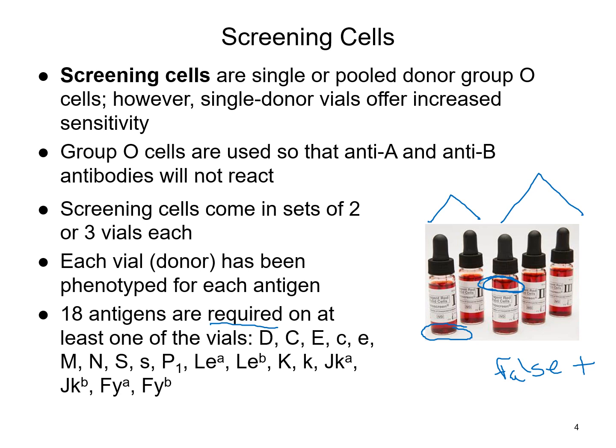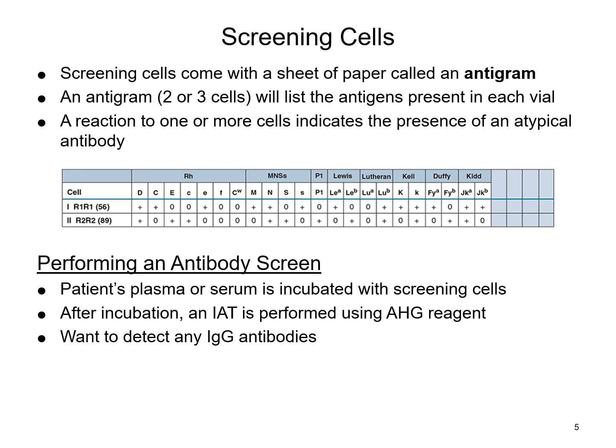The purpose of the 3 over the 2 may possibly be just to have more variability for testing, using these cells as your QC for your antigen type, and it just gives you more variability of positive and negative selections. Okay, so more on these screening cells. They too come with that sheet of paper, that antigram. And that antigram, again, can be 2 or 3 cells, depending on the vials that you use. And what they're going to do is actually list the antigens that are present for each of those vials.